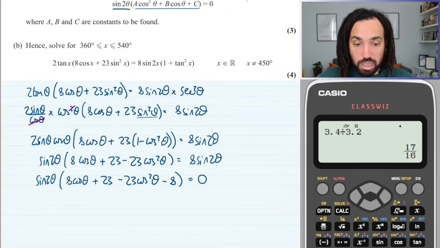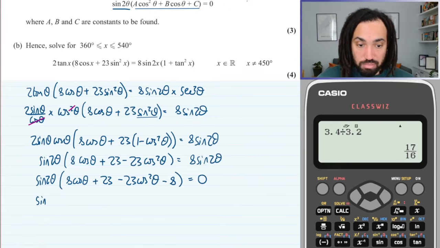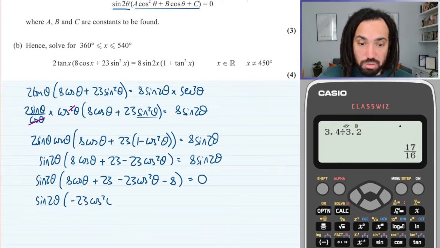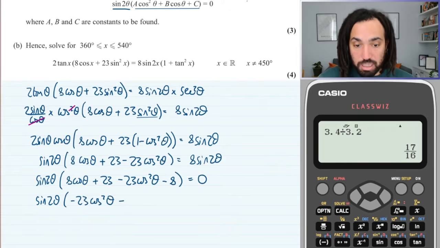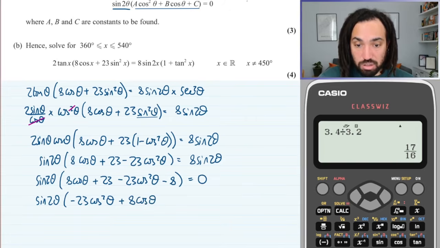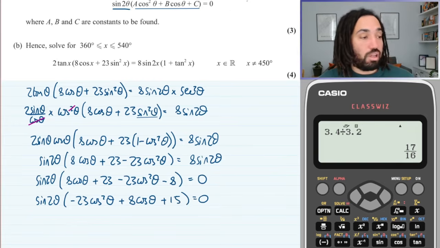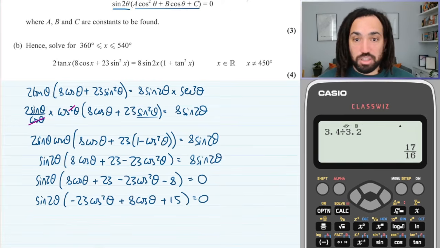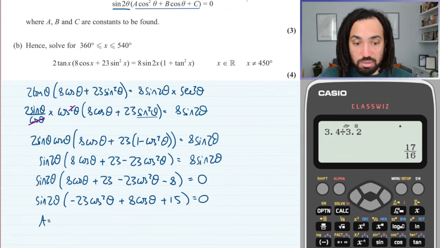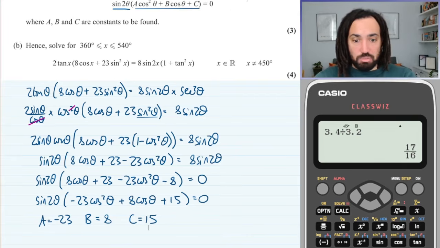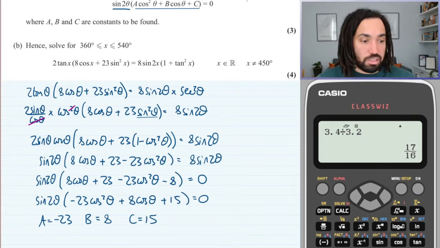Okay, so now we can bring it all together. We've got minus 23 cos squared, plus 8 cos, and plus 15 equals 0. Perfect. So we can say that A is equal to minus 23, B is equal to 8, and C is equal to 15. You could have also moved it to the other side, and all those numbers will be the negative of that, which is also correct.